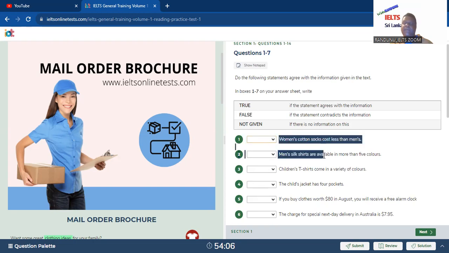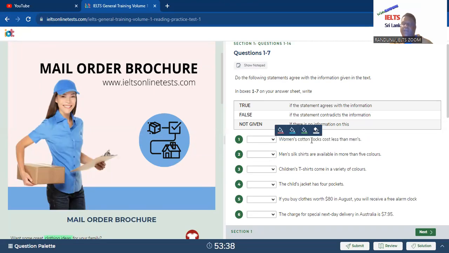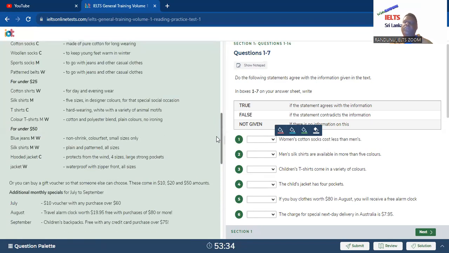There is a statement here. Women's cotton socks cost less than men's. Right? This is the statement. Now you will go and see the passage and try to find out that information.